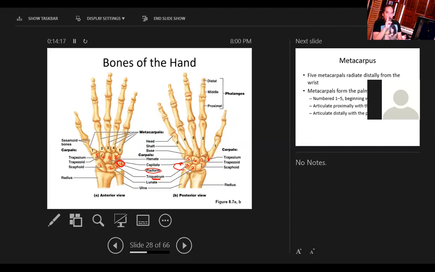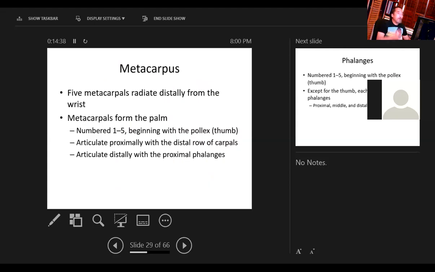Three on each finger, except for the thumb. There's only two. The phalanges are named by location: proximal phalange, middle phalange, and distal phalange. The thumb has only two, so you can only say proximal and distal phalange, right? And then we're done with your upper extremity.